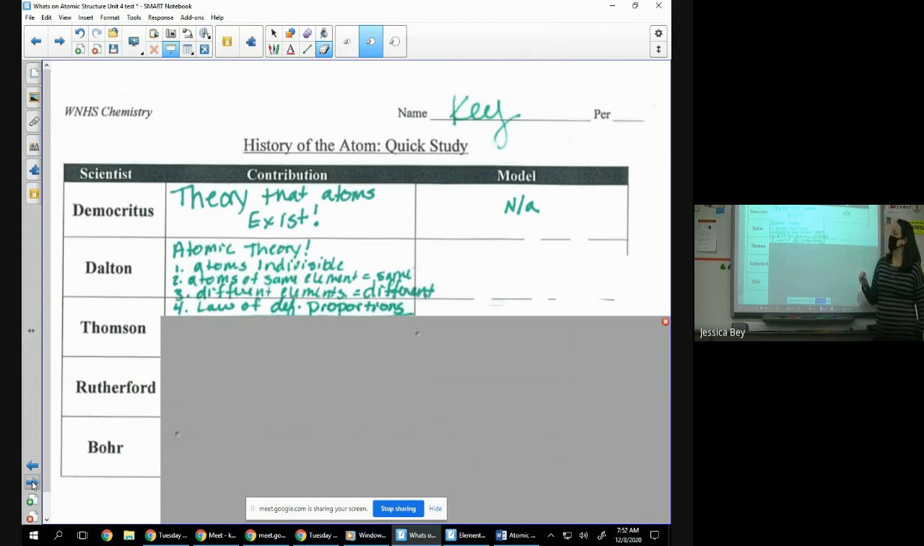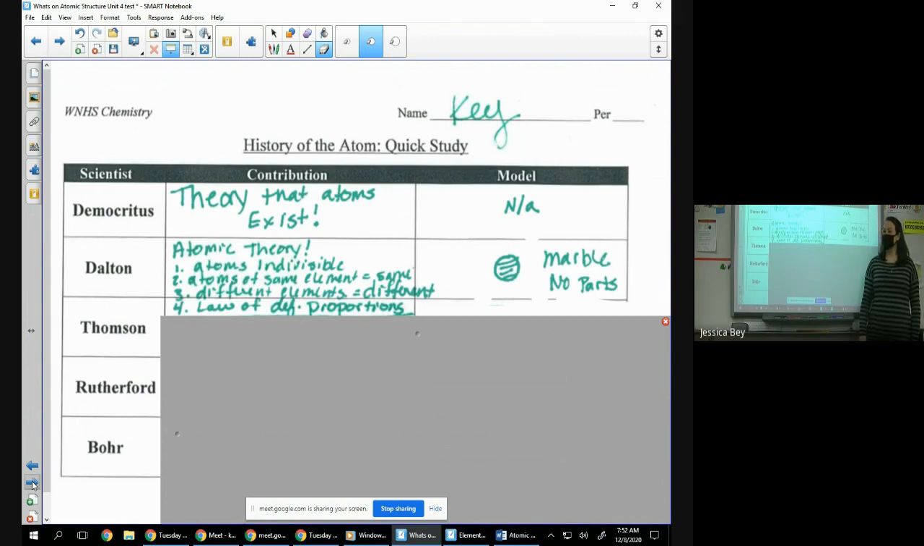Now, Dalton was the first person to think that atoms absolutely exist. So they asked him what he thought it looked like, and what was Dalton's model of the atom? Simply a marble. It had no pieces, no parts. Okay, it was just a sphere.